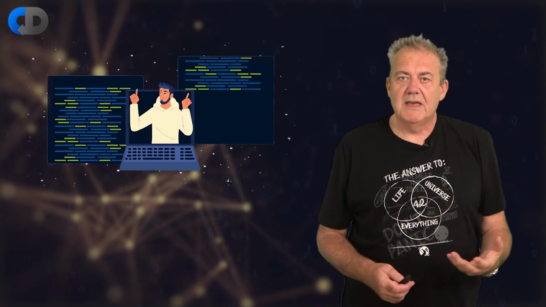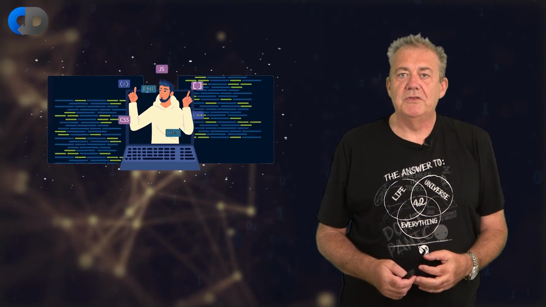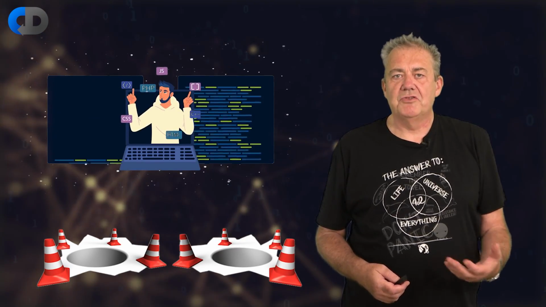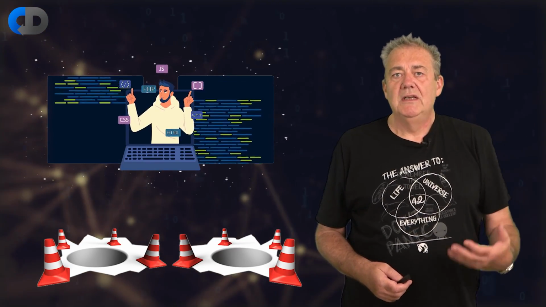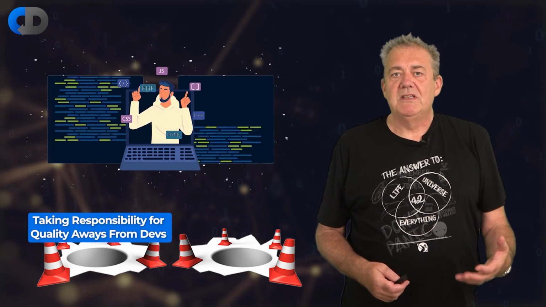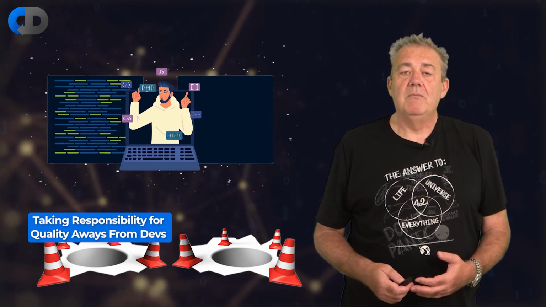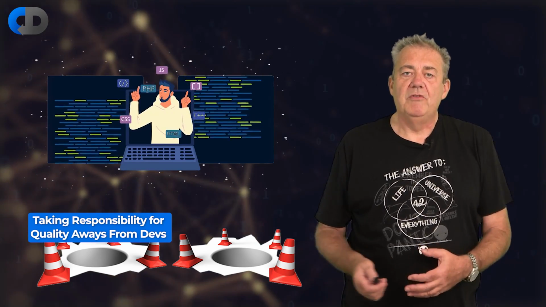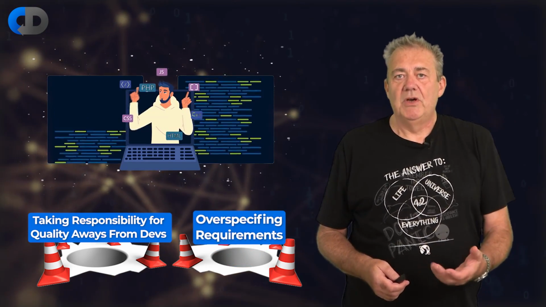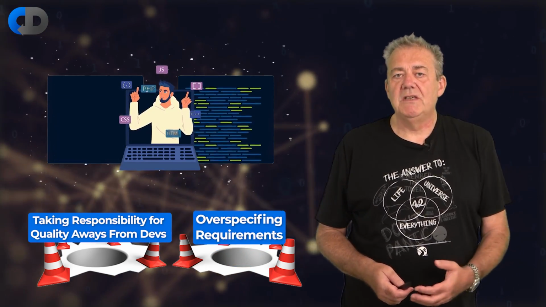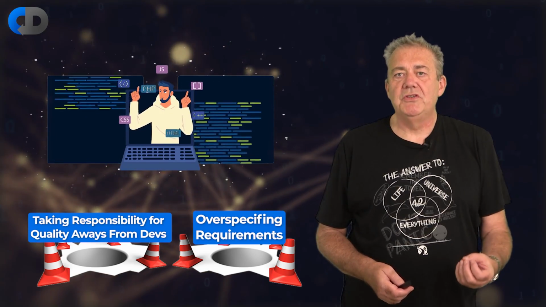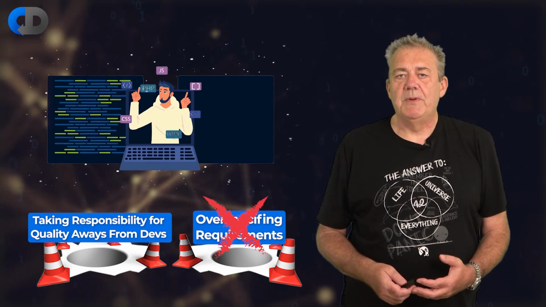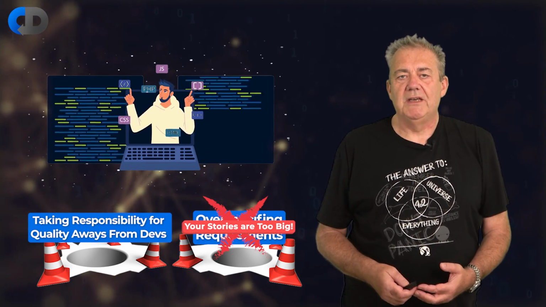There are lots of things that get in the way of you building good software well. But two things that to me stand out as extremely common pitfalls are taking responsibility for quality away from development teams, relying on usually manual testing by some other group of people, and my topic for today, over-specifying requirements in a way that builds huge barriers to achieving good software development. Or to put it simply, your stories are too big.